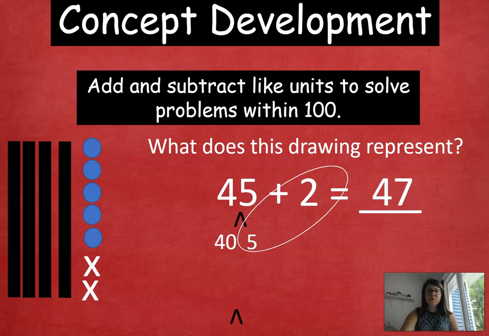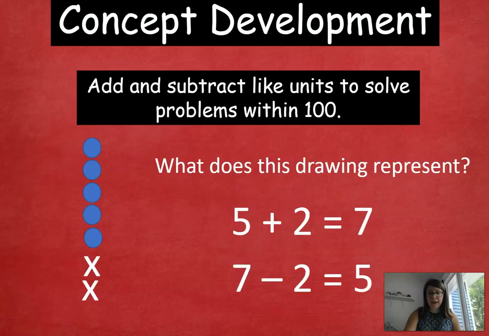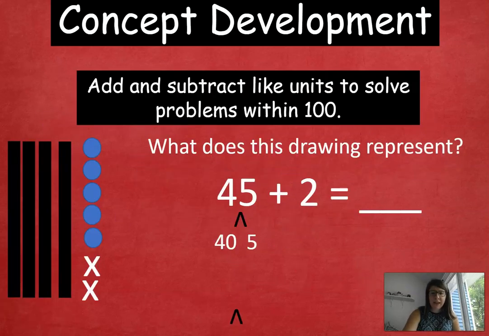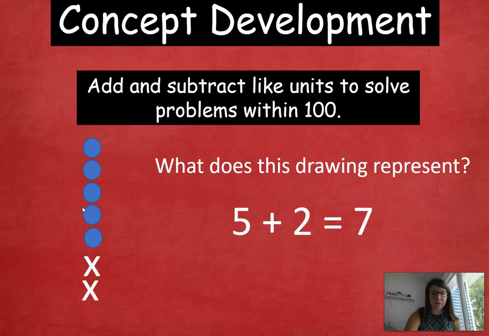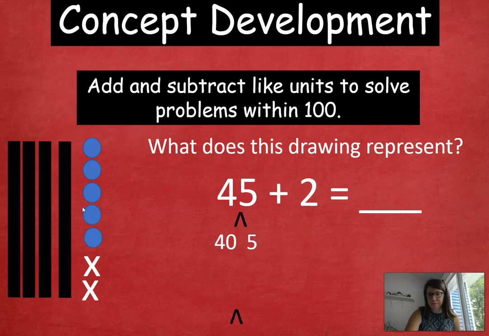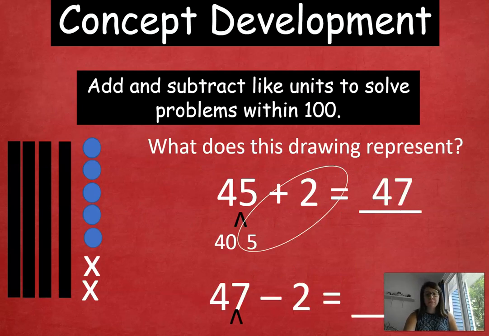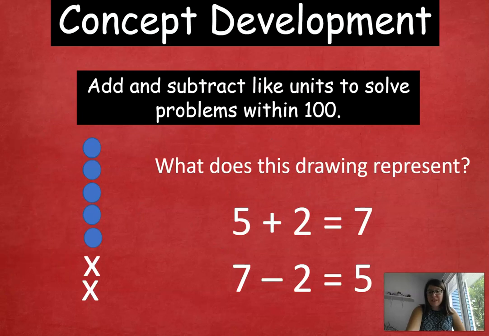Pretty cool, right? So we're using this math fact of 5 plus 2 equals 7 to solve a harder problem of 45 plus 2 equals 47. Our ones are staying the same in this problem as compared to this problem. We're just adding a group of 10. Now let's try the same thing with the subtraction. So 47 minus 2. What problem is this one similar to? The 7 minus 2. Now 7 minus 2 equals 5.